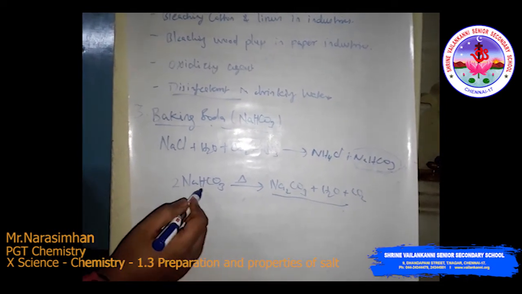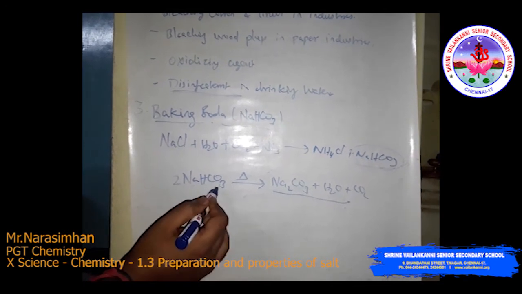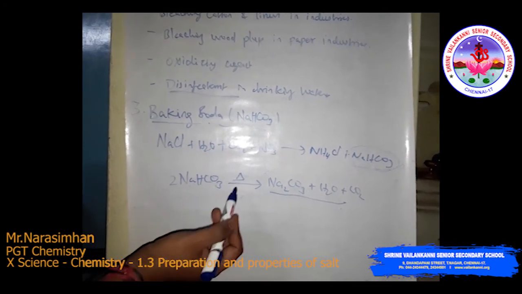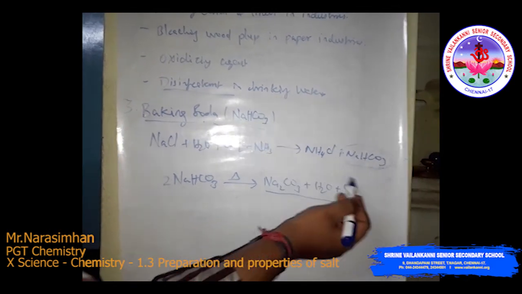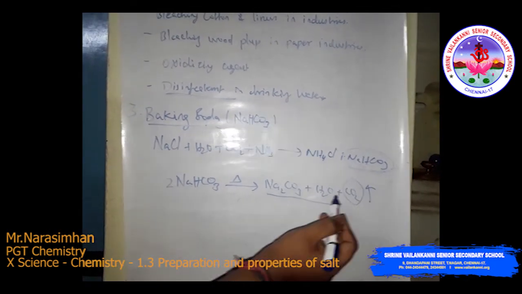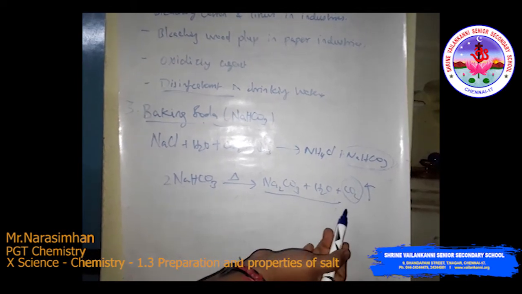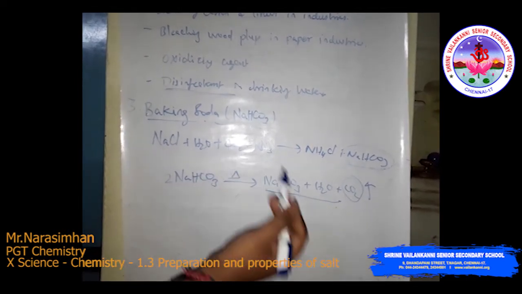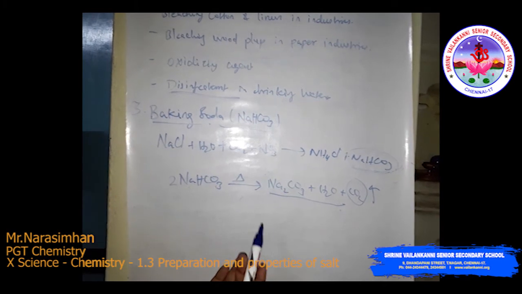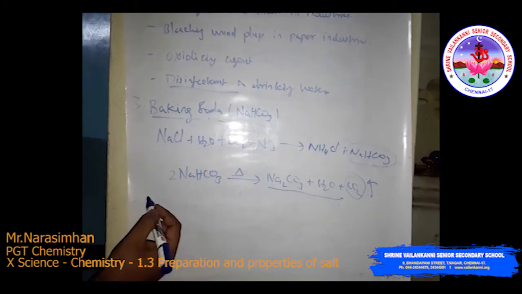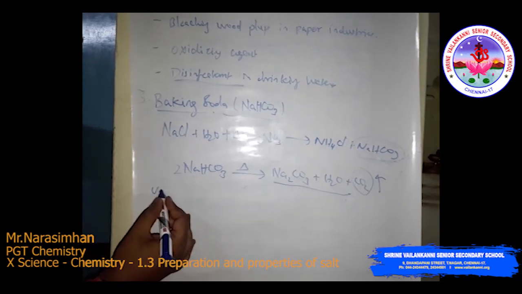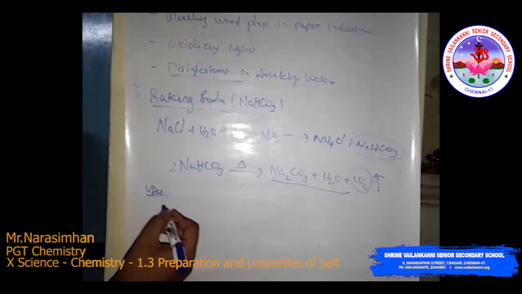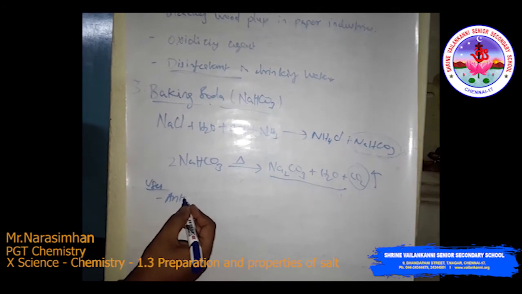So the NaHCO3, sodium hydrogen carbonate or sodium bicarbonate, on heating produces sodium carbonate, a water molecule and carbon dioxide gas. So this is the baking soda. Uses of baking soda: it acts as an antacid.